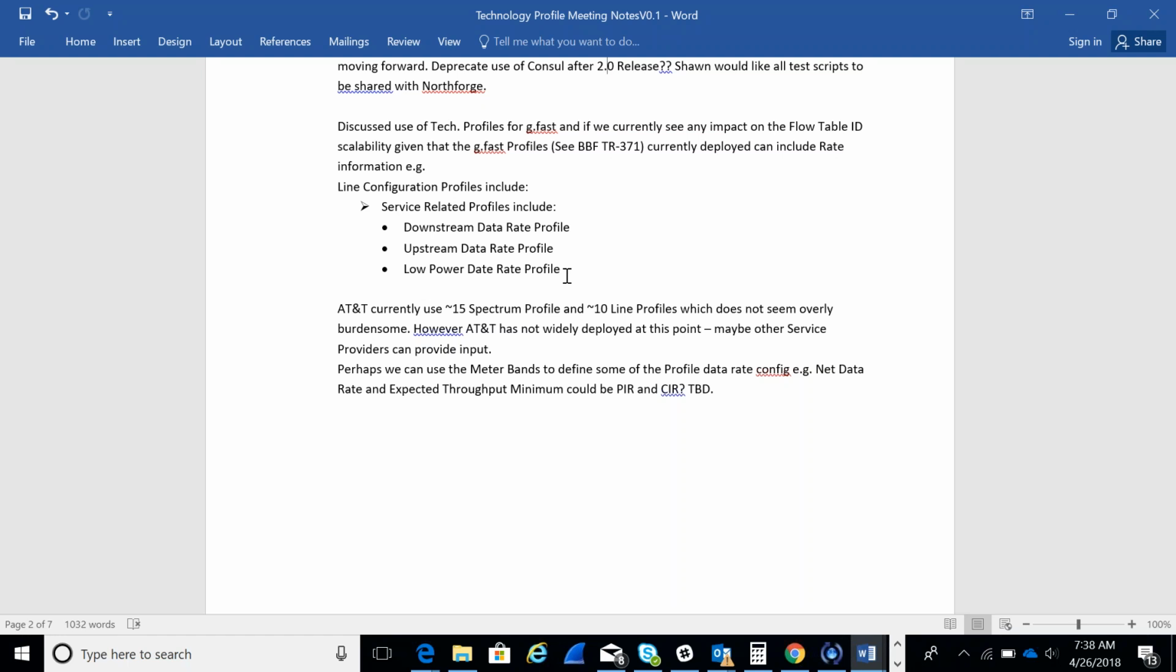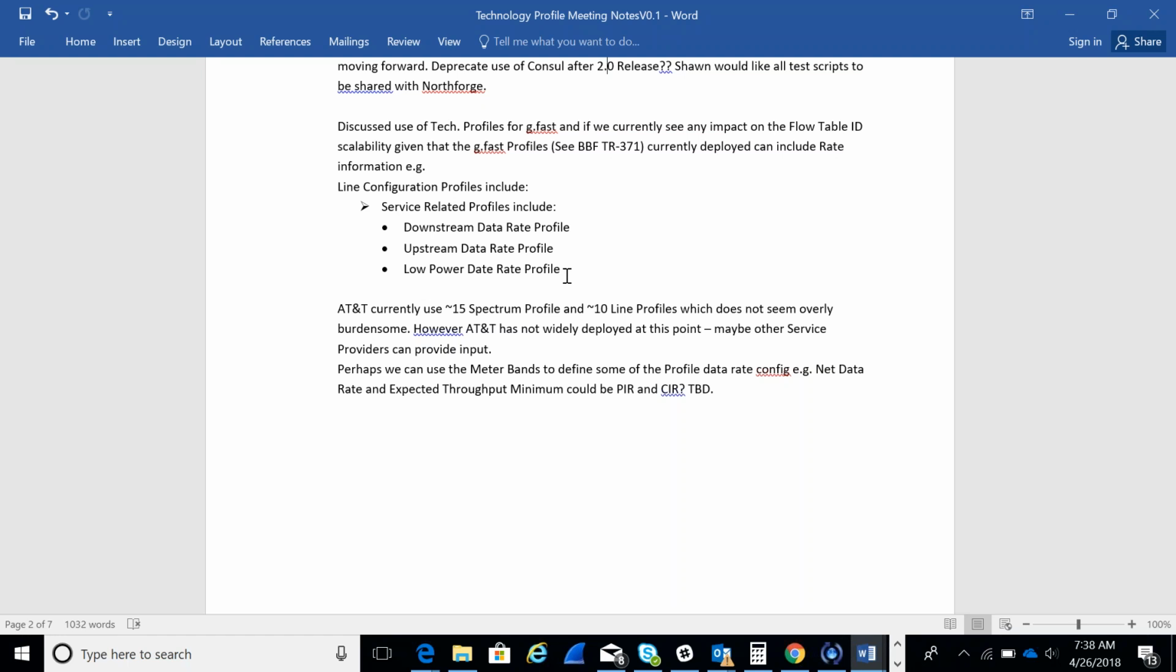So, and this is a future thing we could look at, is maybe we want to use OpenFlow meter bands to define some of that data rate profile information that might be in some of the line configuration profiles instead of having them in the profile itself. But that's something we need to investigate and look at.